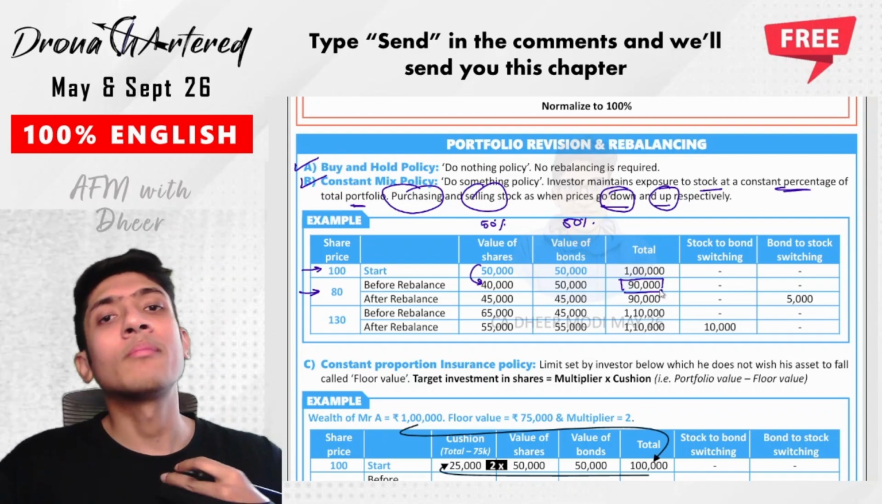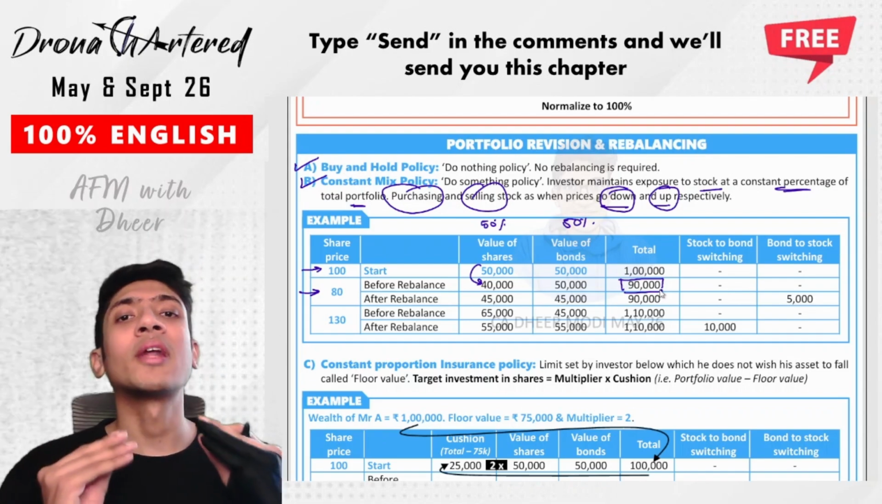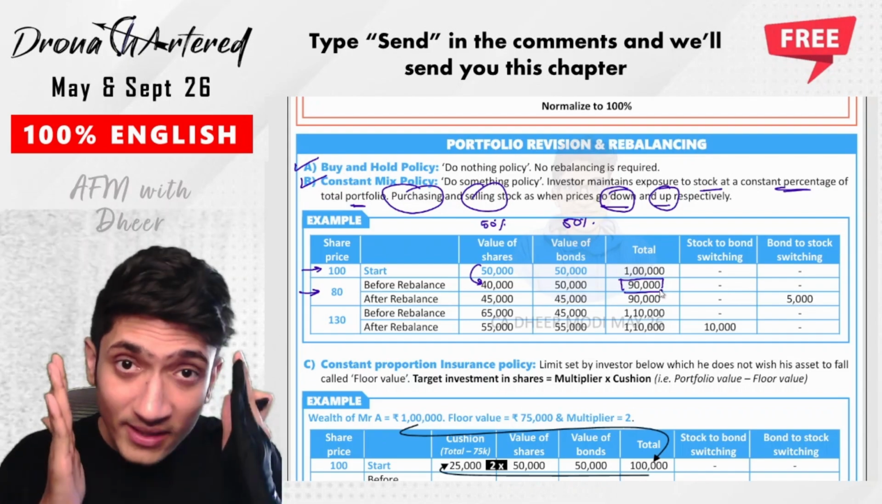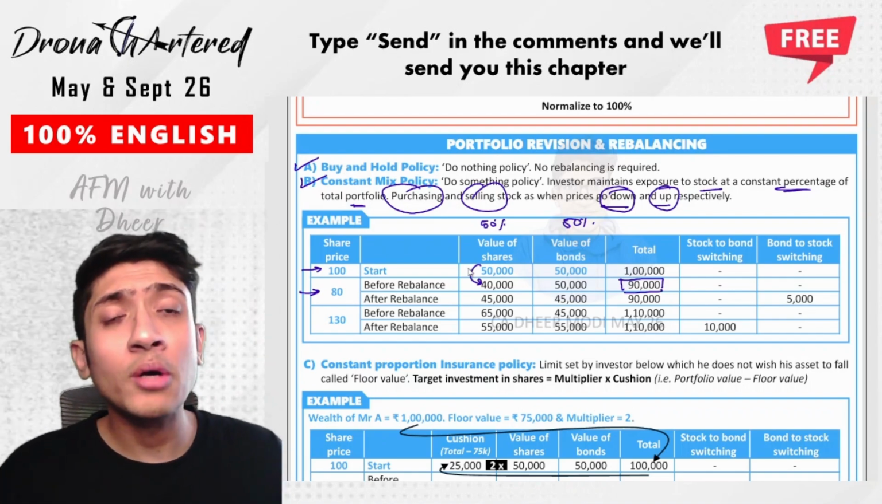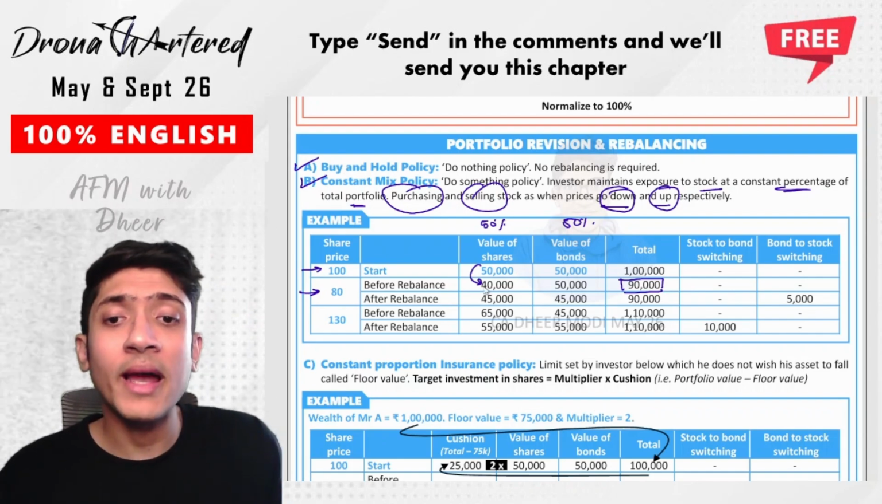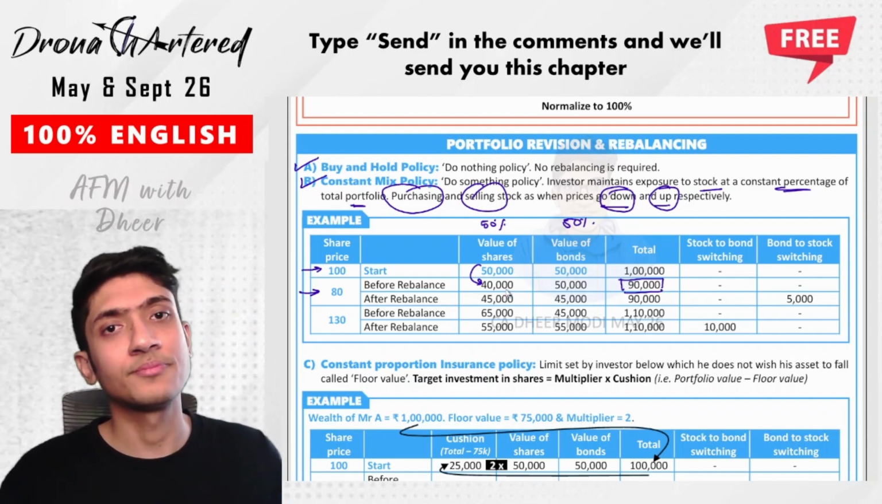90,000. What was my promise? My promise was that my portfolio should have equal to 50% of stock. It should not be more than, it should not be less. So 90,000, 50% is 45,000. That means I need 5,000 more of stocks.